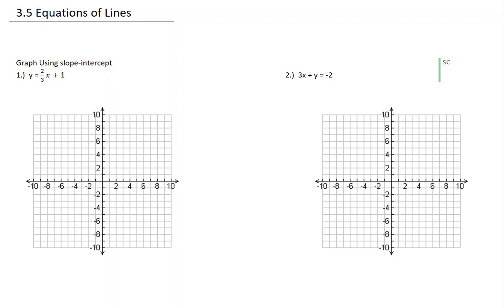We're going to be talking about 3.5 equations of lines today. This is the moment that you've been waiting for when we start talking about slope-intercept form. As you recall, slope-intercept form, we mentioned this in the other section, is y equals mx plus b, where m is the slope and b is the y-intercept.